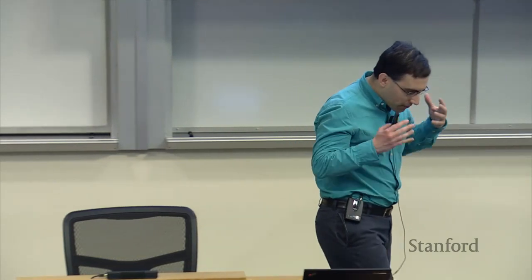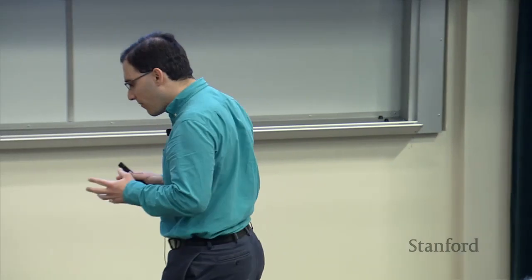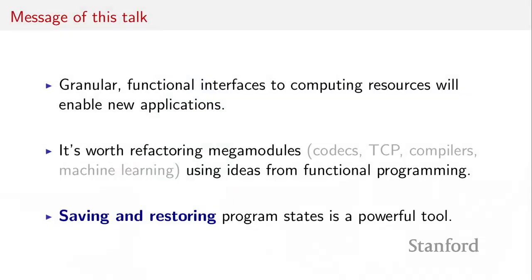I'm here to tell you about a style of building systems that we've used in our group that has a number of applications. It involves functional programming, but not in the Haskell sense, just in the idea that it can be helpful to take a mega system and divide it up into small granular pieces. So the message of this talk is that granular functional interfaces to computing resources, reasoning carefully about state, is going to open up new ways of doing existing things and new things that we can do.